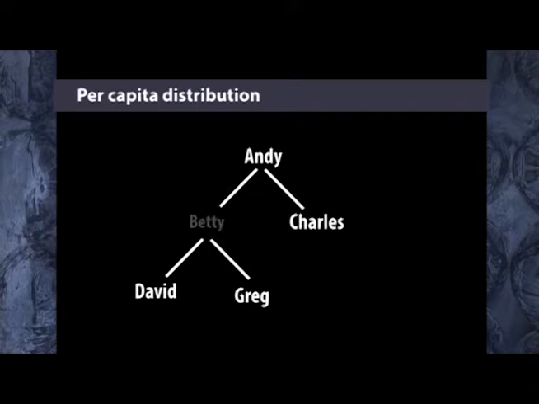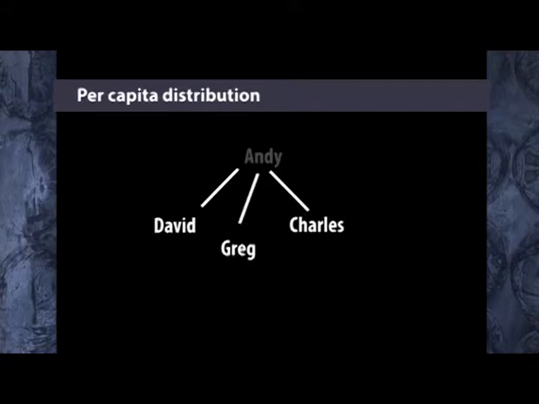Okay? So when Andy passes away, under a per capita distribution scheme, since Charles is still living and we're going to take at that level of the kids, David and Greg step up to take over their mom, Betty's interests. And so now essentially you have David, Greg, and Charles, and on a per capita distribution scheme, they're going to be treated as the same. Okay. So Charles, David, and Greg are all going to end up with a third of Andy's estate.